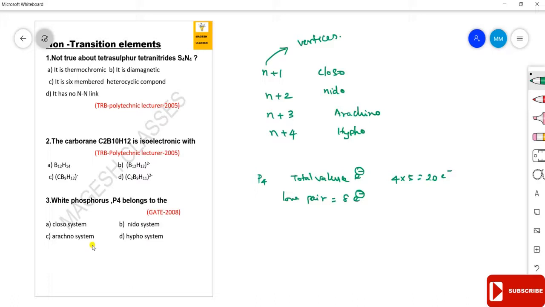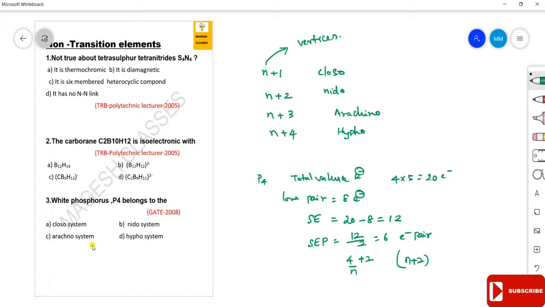Okay. So the number of skeletal electrons is equal to 20 minus 8, which is equal to 12. Then the skeletal electron pair is equal to 12 by 2, which is equal to 6 electron pairs. So what is the number of vertices? It is 4. So it is n plus 2, where n is 4. So it is an n plus 2 system, so it is a nido system.